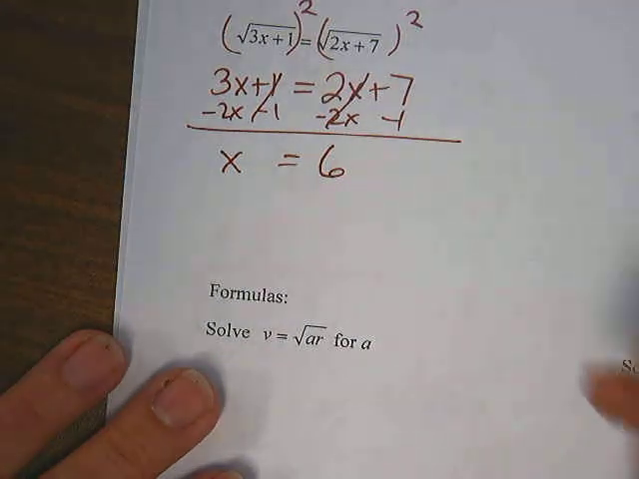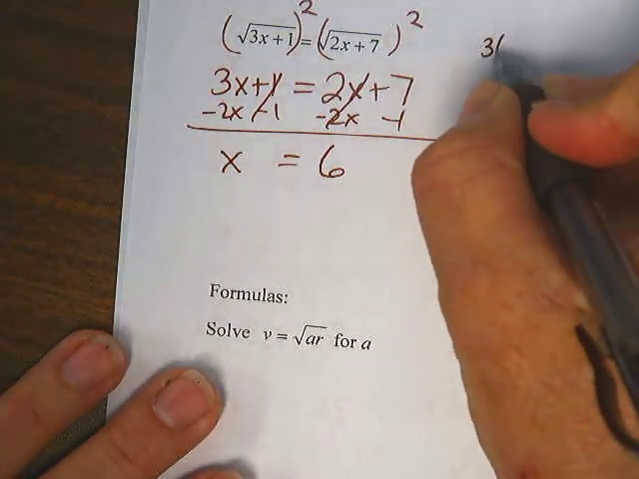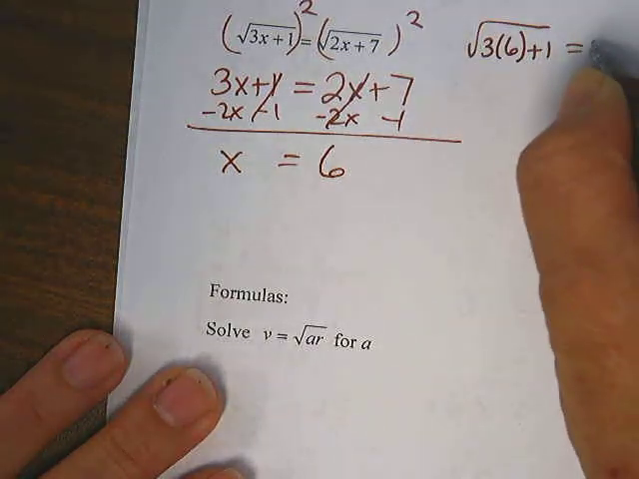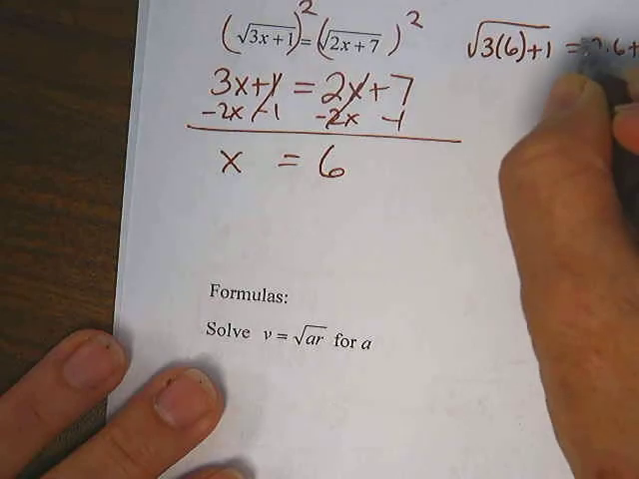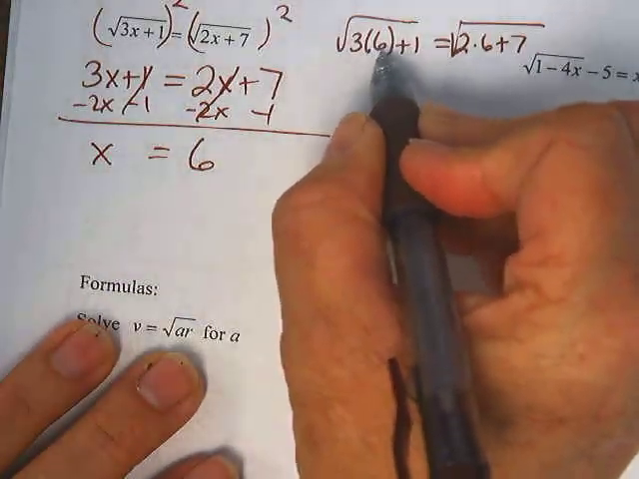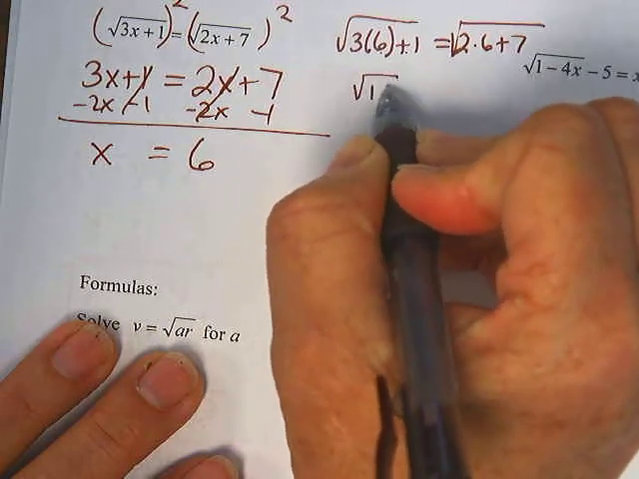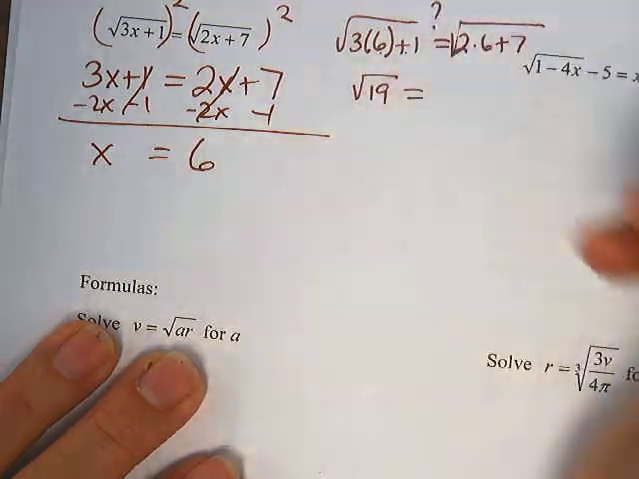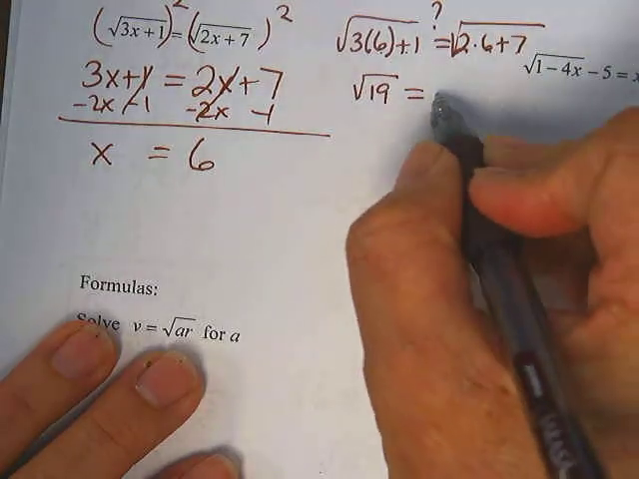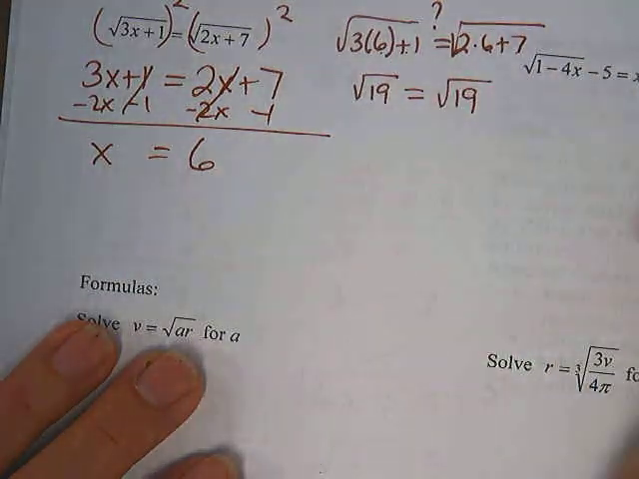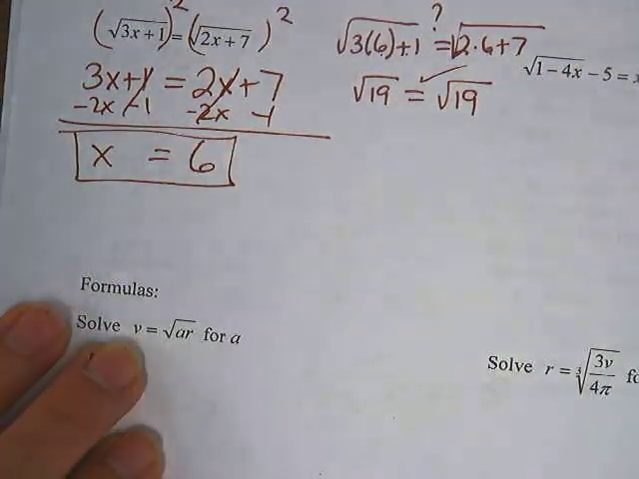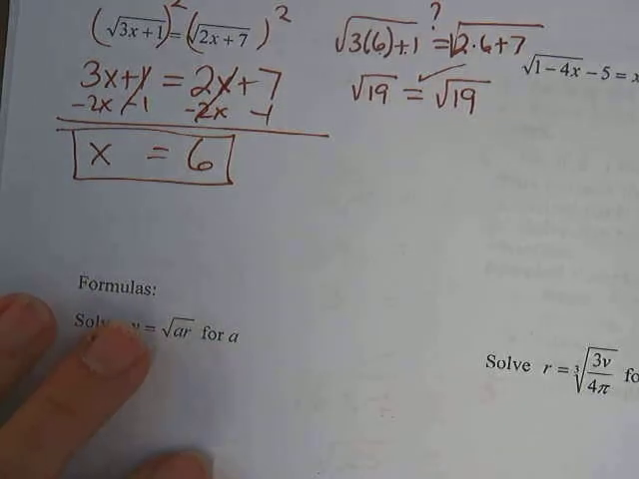Okay, need to double check. So 3 times 6 plus 1 square root. Does that equal 2 times 6 plus 7 square root? 3 times 6 is 18 plus 1 is 19. This is a question mark. 2 times 6 is 12 plus 7 is 19. Yep, the square root of 19 is the square root of 19. So x equals 6 is our solution to that problem.